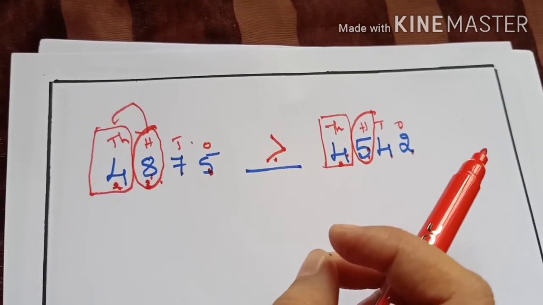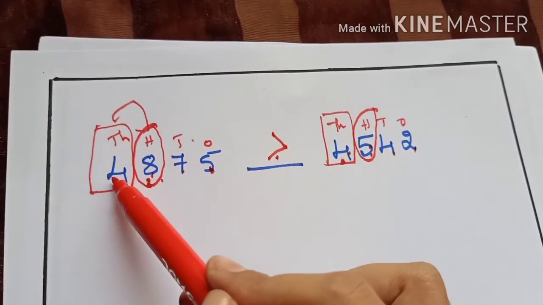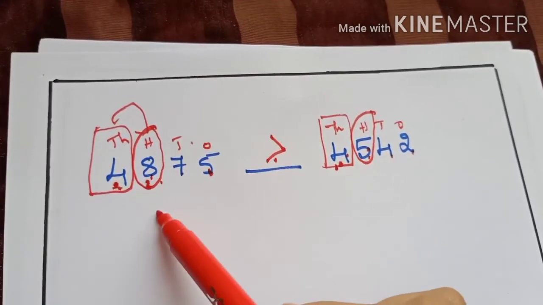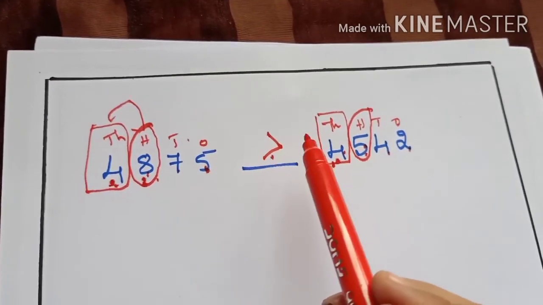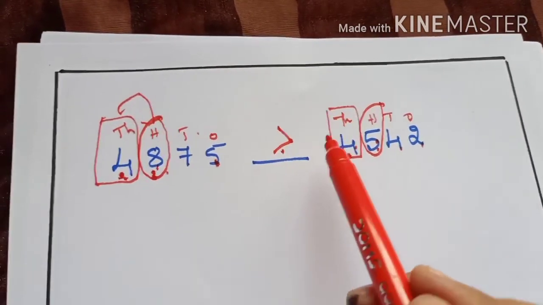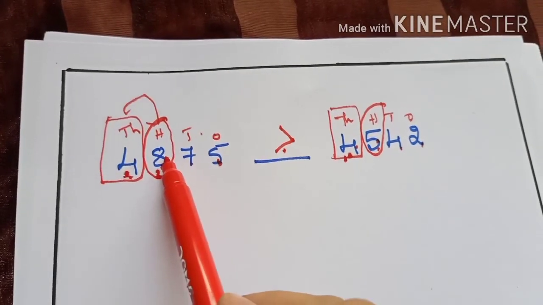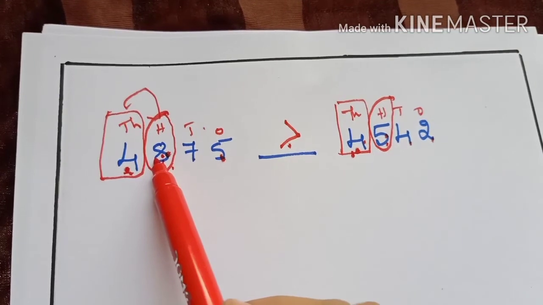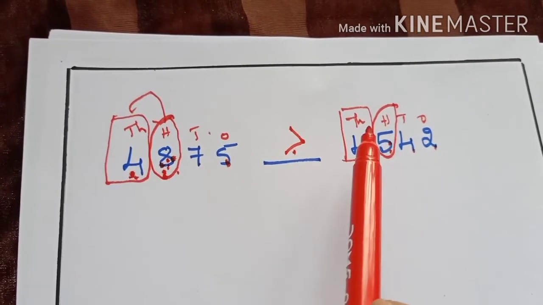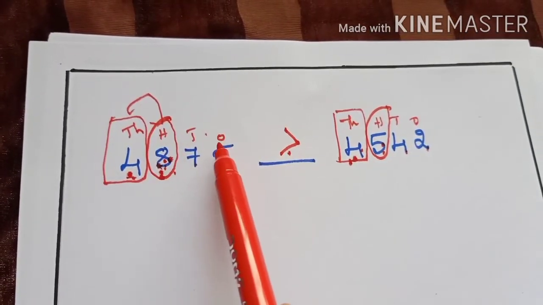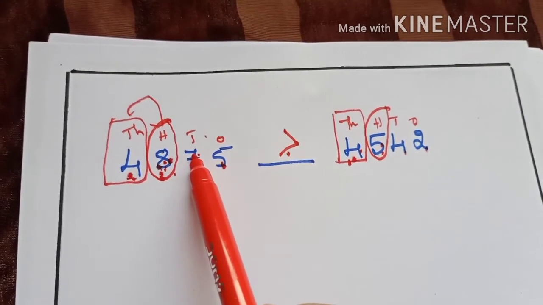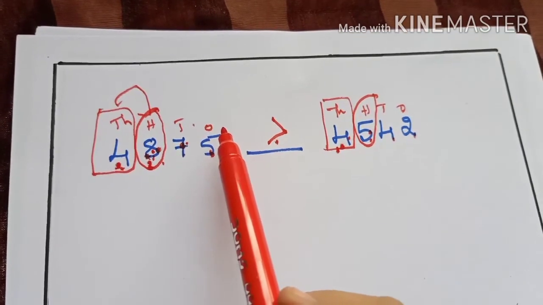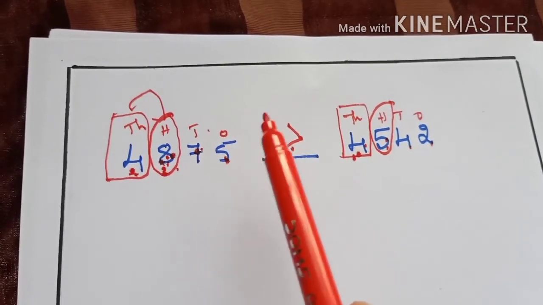Don't get confused. When the thousand place has the same number and you cannot decide which is greater and which is smaller, go for the next place value, that is hundreds place. If hundreds place also has the same numbers, then you should move on to tens place. If tens place has also the same number, then you should move on to ones place. Let us see one more example.